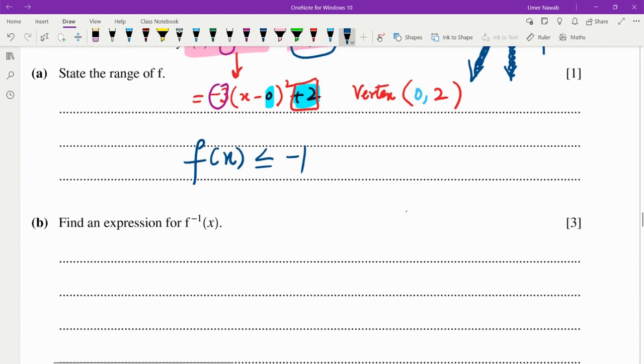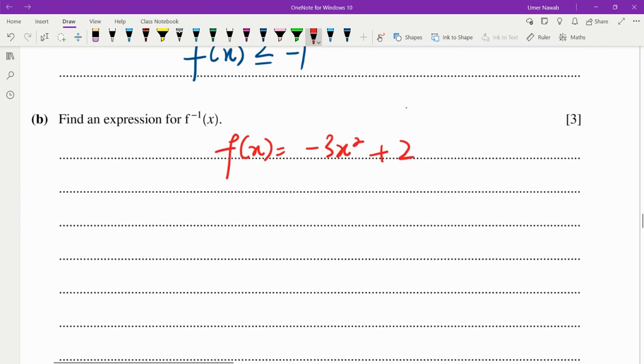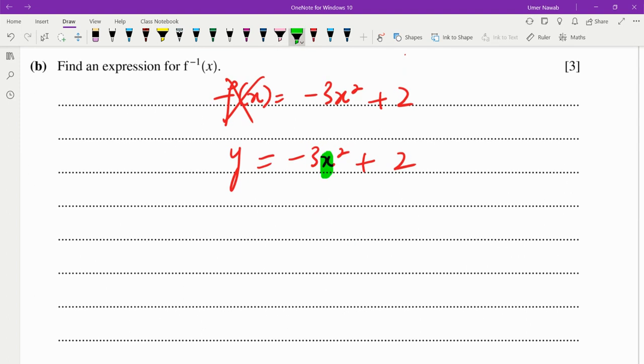I hope it clears. F inverse. How to find f inverse? We have to write our f of x function again. It gave to us -3x squared plus 2. To write the f inverse function, it's better to write y is equal to -3x squared plus 2. I want to make x the subject, so send the things one by one to the other side. I'm going to send -3x squared to the left and y to the right because I want to make x the subject.